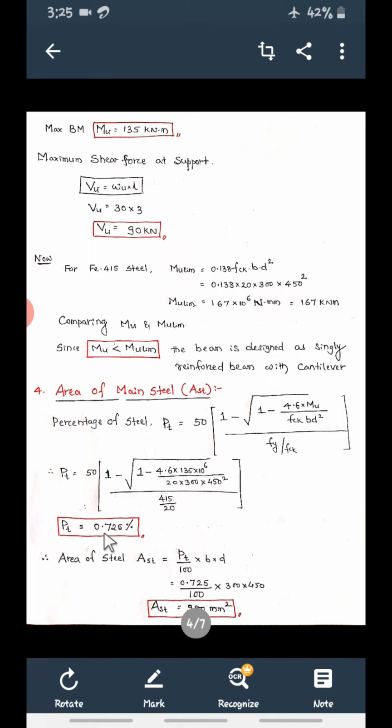But what we want is area of steel and number of bars. So how to find out area of steel? Area of steel is equal to Ast equals PT by 100 into b into D, that is the gross cross section area. So PT is 0.725 divided by 100 into b, width of beam, into effective depth of beam. So it comes out 980 mm square. 980 mm square will be the total area of main steel required.